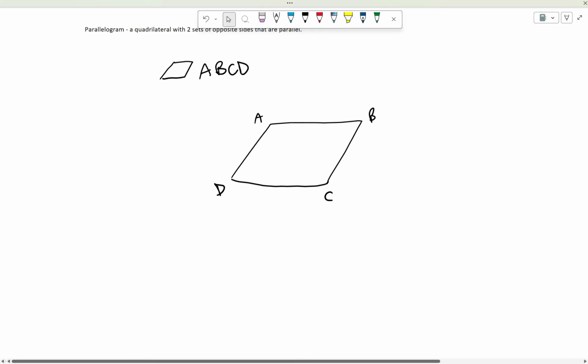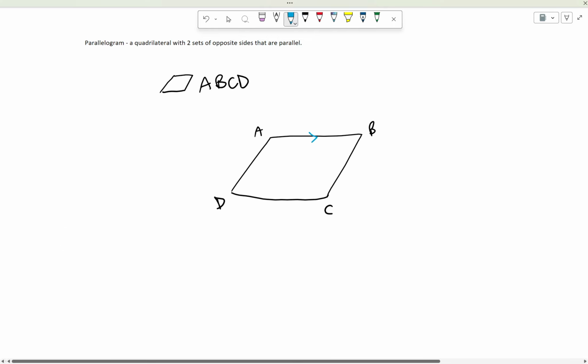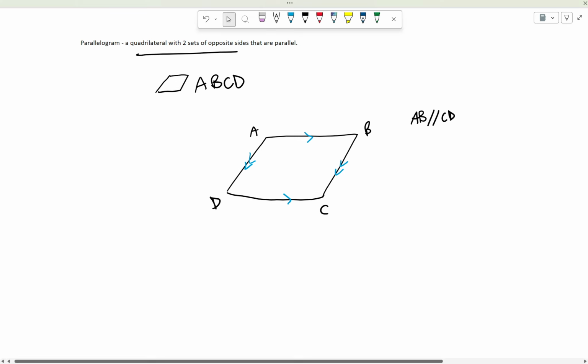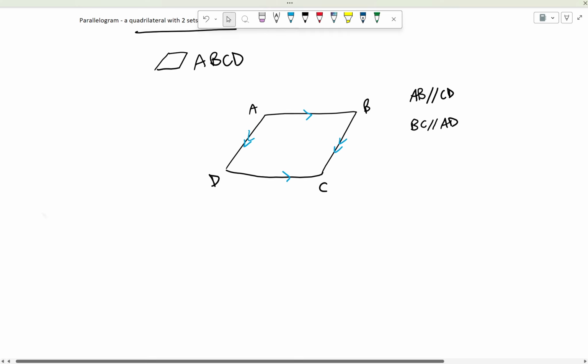Since it's a parallelogram, by definition, the opposite sides, so we have AB and CD are going to be parallel, as well as AD and BC are going to be parallel. Okay? So that's just part of what is defined right here. So AB is parallel to CD. And remember, this is our marking for parallel, right? The two slashes. And BC is parallel to AD. Okay? And that's just what it's defined as.